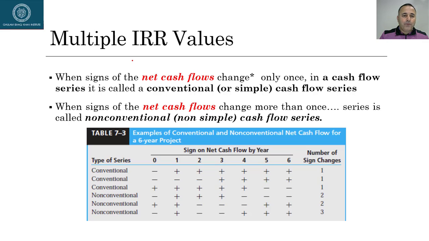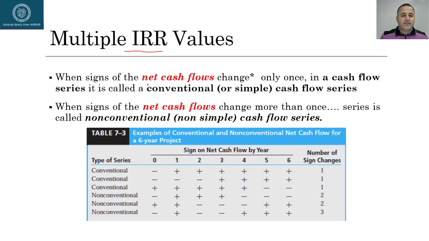Now, how do we know that there exists a situation where we have multiple IRRs? We can simply have a look at the cash flow diagram, at the cash flow series, and we can tell whether we have multiple IRRs or only a unique IRR. So let's focus on this. This one is very, very important, so please focus on this slide.